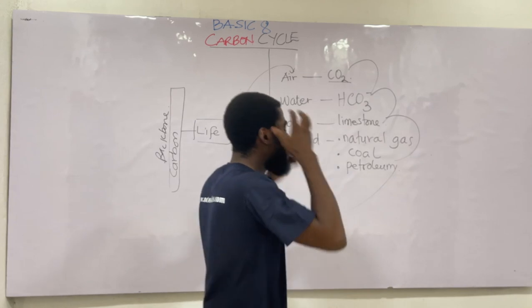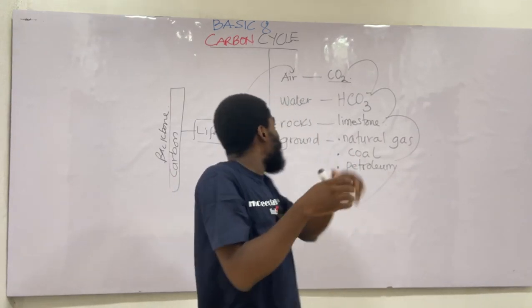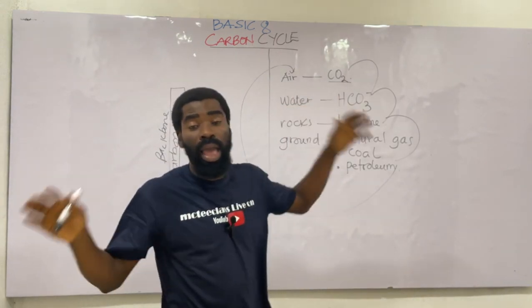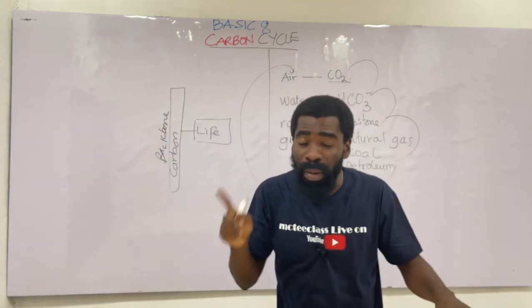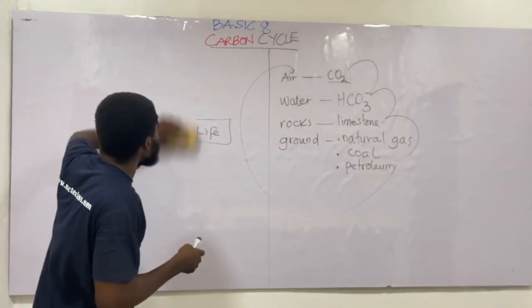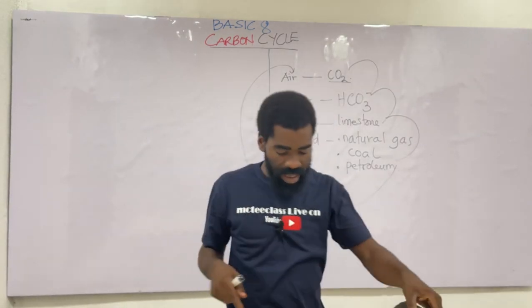Good. So when you hear the carbon cycle, it means we are circulating carbon in the air, in water, in rocks, in ground, in living things, non-living things. Everything here contains carbon. Once again, backbone of life. Good. So now let's define our carbon cycle. Let's define the carbon cycle straight here in the note.